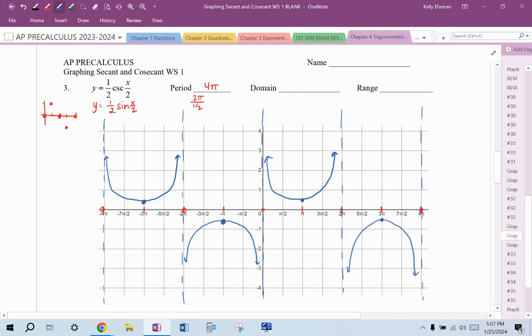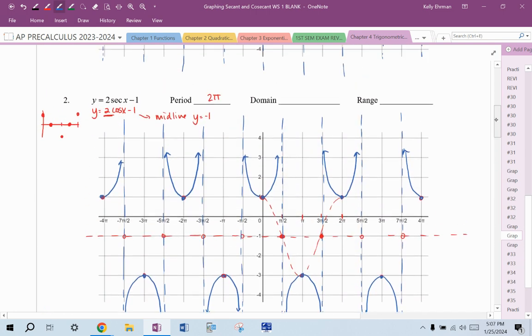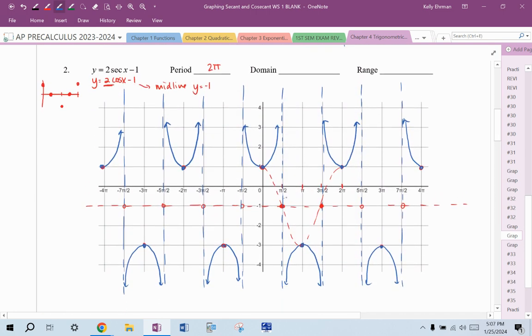Okay, what about domain and range? So this one I can see, oh, did I do domain and range on the last one? No, sorry. Let's go back here, domain and range. I see these at all the odd pi over 2s. So all reals, x can't equal.